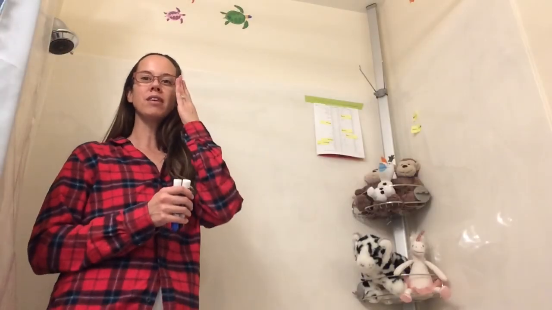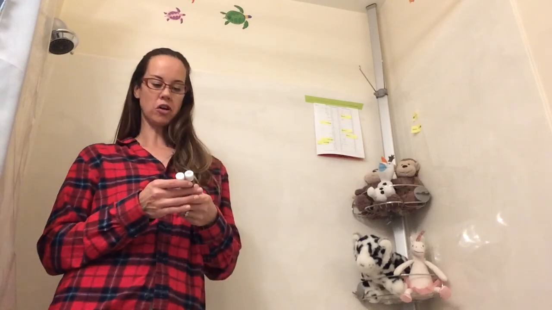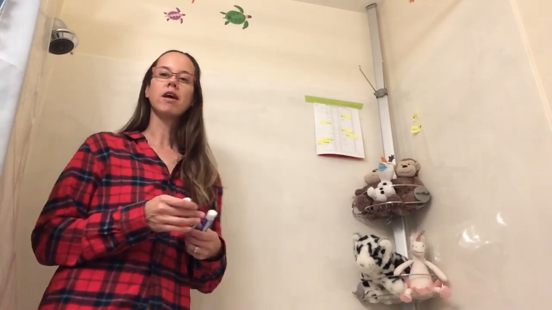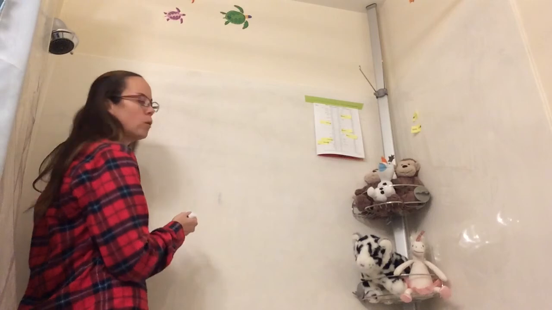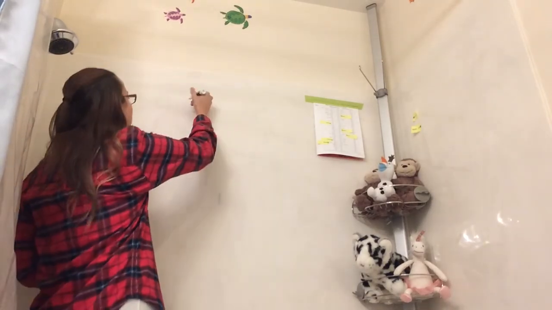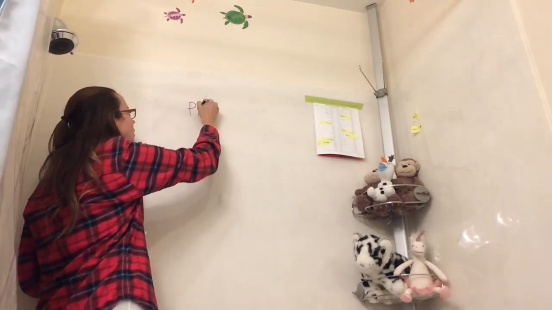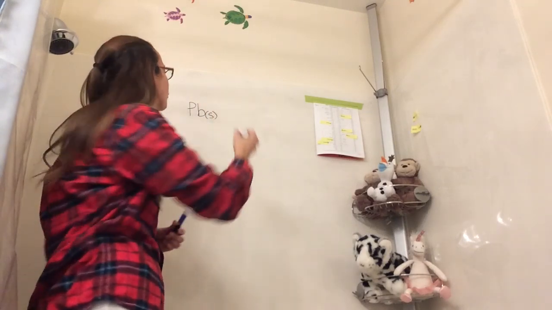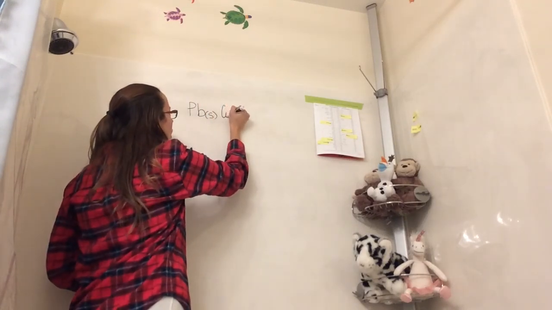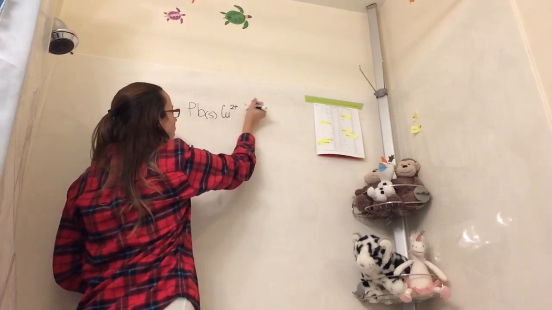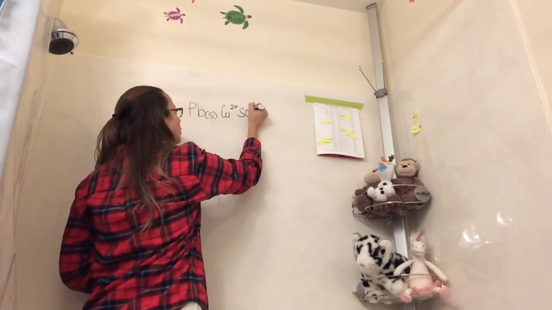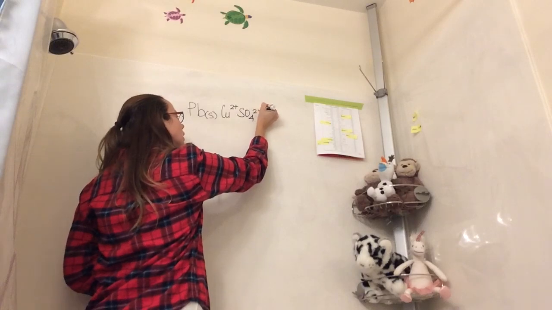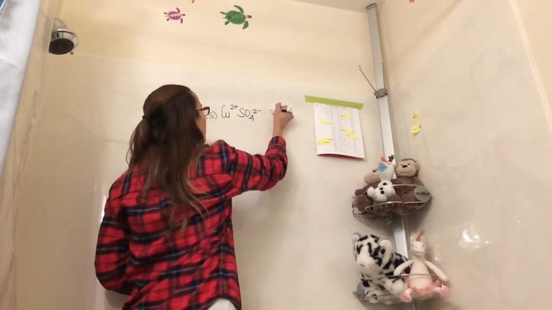All right, so for this one we have a lead strip which is placed in a copper 2 sulfate solution. So let's go ahead and write out the entities that we have. We have a lead strip, so that is going to be Pb solid. It's placed in a solution of copper 2 sulfate. So our copper 2 sulfate is going to break up into its ions, our copper 2 ion and our sulfate ion. And then we also have H2O.